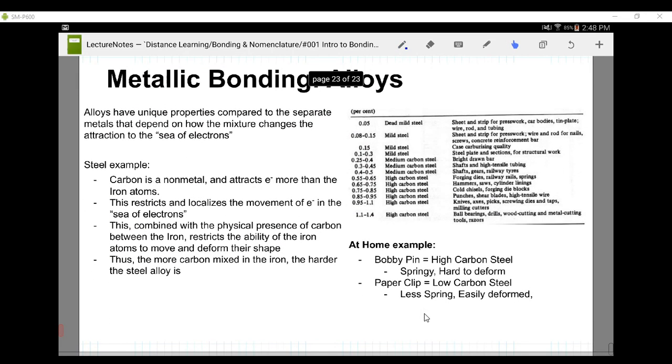And again, another example of how the alloys tweak the properties. As carbon gets put into iron to make steel, we know that carbon, since it's a nonmetal, attracts those electrons to a much greater degree, binding them and holding them in. So the more carbon there is in the metal, the less malleable, the less ductile, and the less able to be deformed the metal becomes. Right? So higher carbon makes it harder, stiffer, springier, etc.